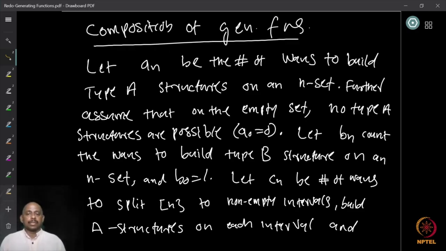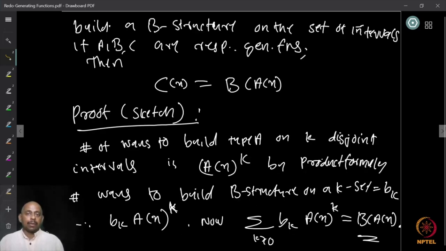So what we are going to do is that, given an n element set, I partition it into non-empty intervals. So the set is 1 to n, right? I partition it into non-empty intervals. So let's say 1 to 5, and then 6 to, let's say, 9, and then 10 to 21, etc. So we put it into non-empty intervals. Then for each part, 1 to 5, I put an A structure on this set. Then I put another A structure on 6 to 9, and similarly I put an A structure on the remaining parts.